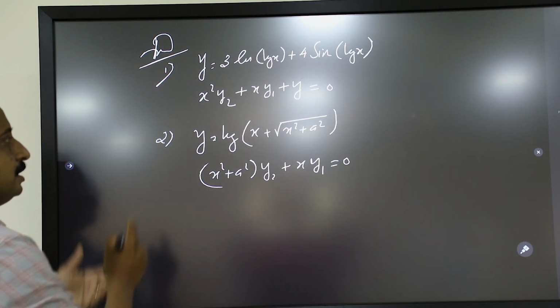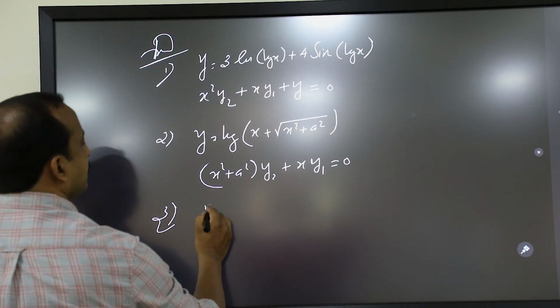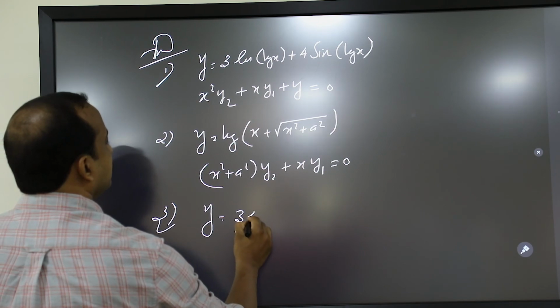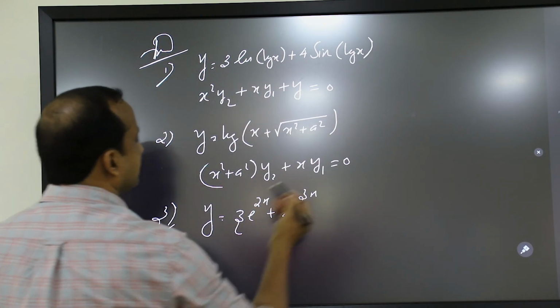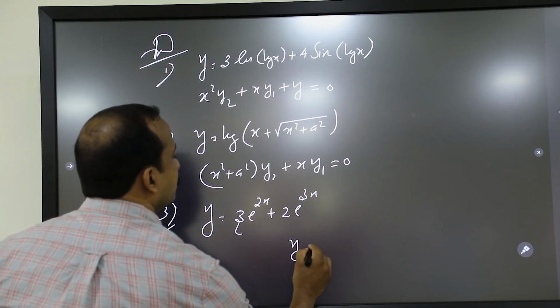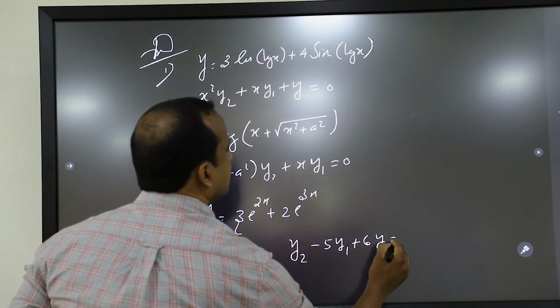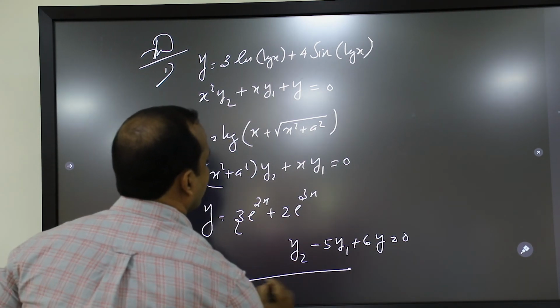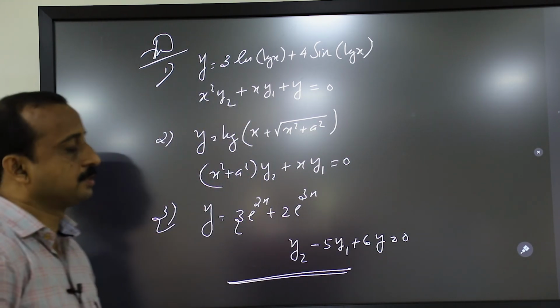This is similar to the third problem, I think. Now, the third question: y is equal to 3 e raised to 2x plus 2 e raised to 3x. Prove that y2 minus 5y1 plus 6y is equal to 0.